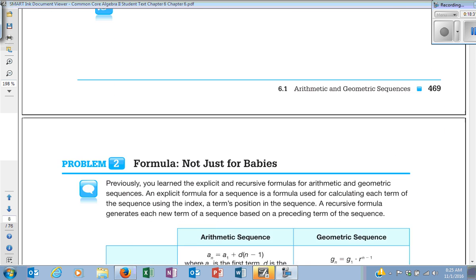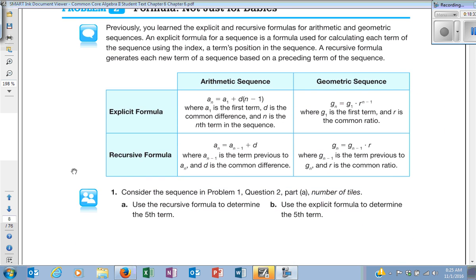But I want to make sure we understand these. So here we go. This is what I was talking about. These are the formulas. Matt, you kind of referred to that idea of the power, which we're going to get to. So explicit formulas versus recursive formulas.